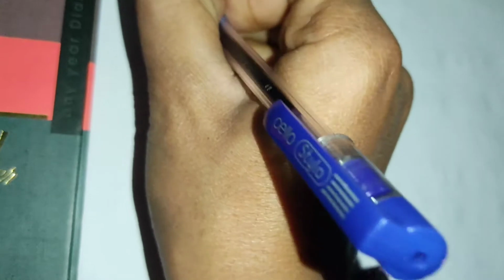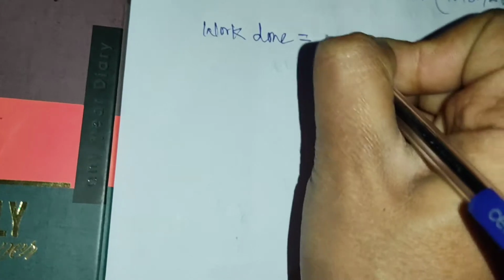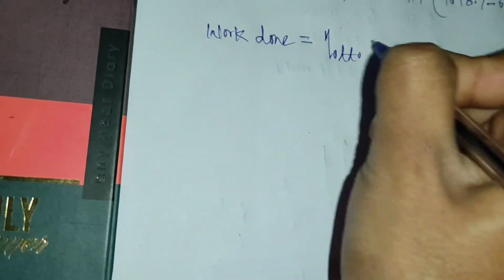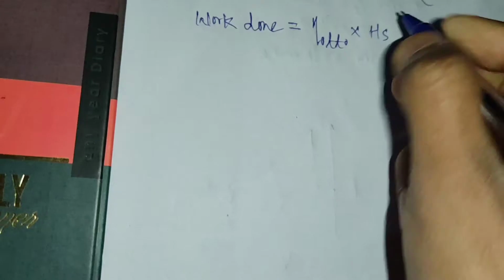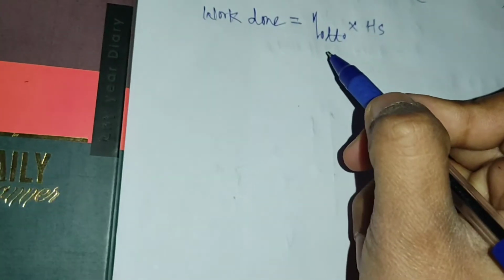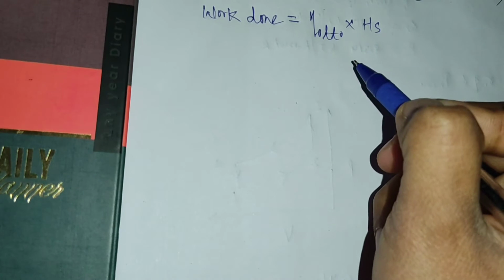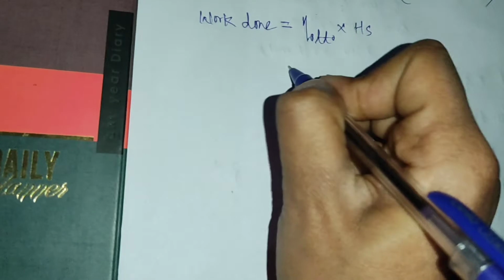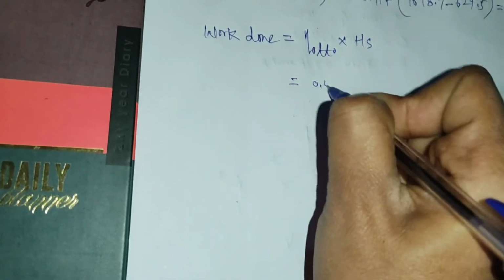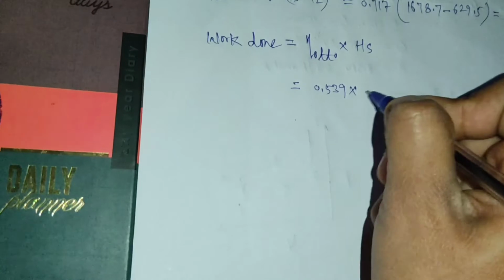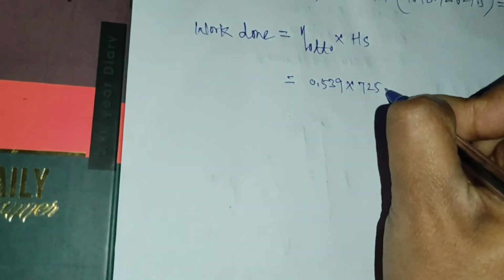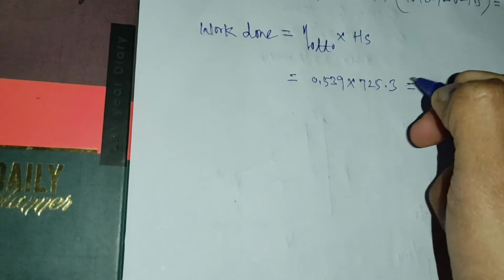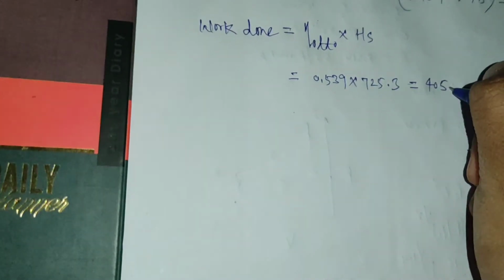Now work done will be equal to eta Otto, the efficiency of the cycle, into heat supplied, because efficiency is equal to work done upon heat supplied. So work done will be equal to thermal efficiency into heat supplied. So thermal efficiency is 0.539 into heat supplied, which is 752.3. So this is equal to 405.5 kilojoule per kg.